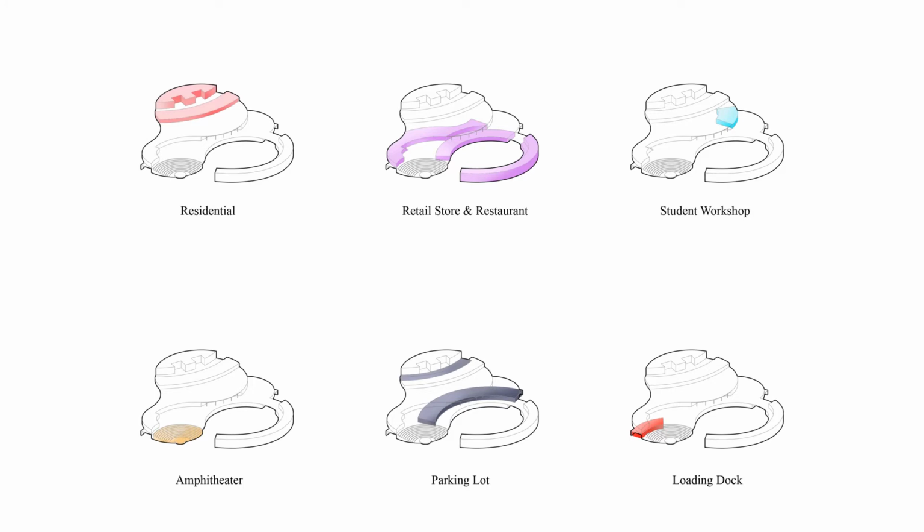This is the program diagram. The commercial area occupies the first and second floors, which are near the plaza and the street. The residential area is at the back of the building, relatively isolated from the commercial and public area. The workshops are near the shops, and there are two parking lots, a big one for the commercial area and a small one for the apartments. The loading dock is at the back of the amphitheater, which won't bother other activities going on.